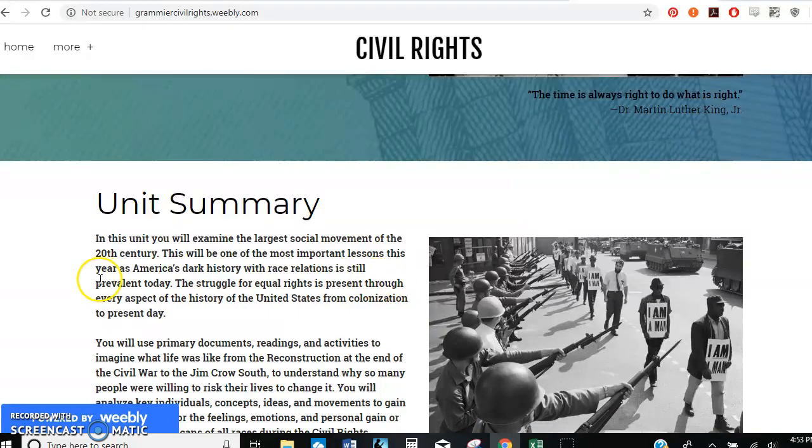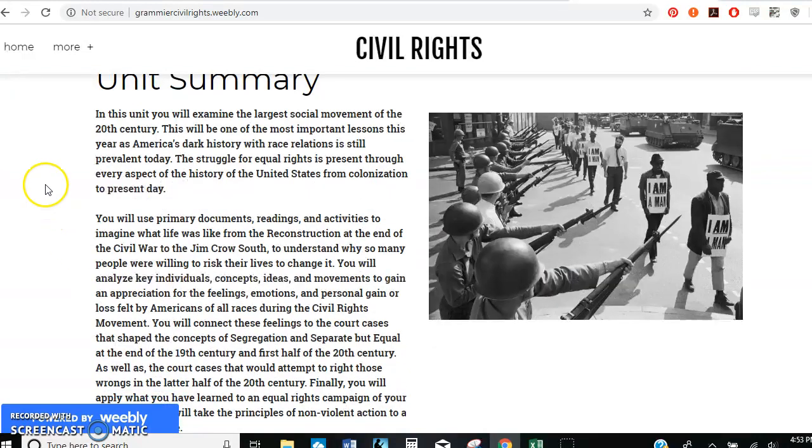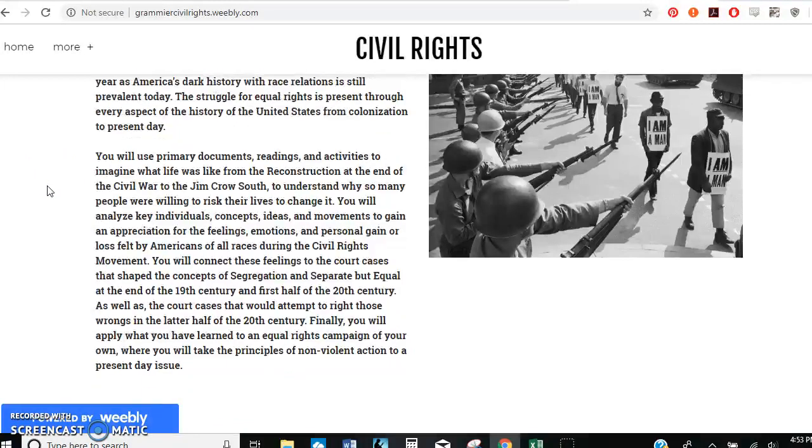Under our unit summary, I have listed that in this unit, you will examine the largest social movement of the 20th century. This will be one of the most important lessons this year, as America's dark history with race relations is still prevalent today. The struggle for equal rights is present through every aspect of the history of the United States, from colonization to present day.